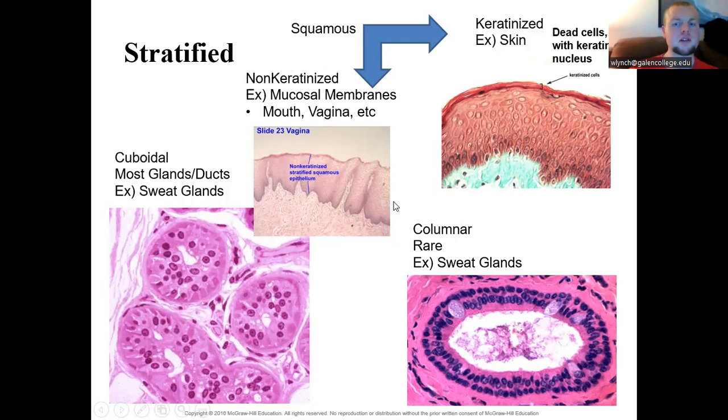Finally, stratified columnar, we do find this. It is very rare because columnar cells are so cylindrical and tall in the first place. Usually we do not find multiple layers stacked upon each other, but you can see them in some apocrine or merocrine sweat glands in some various places.